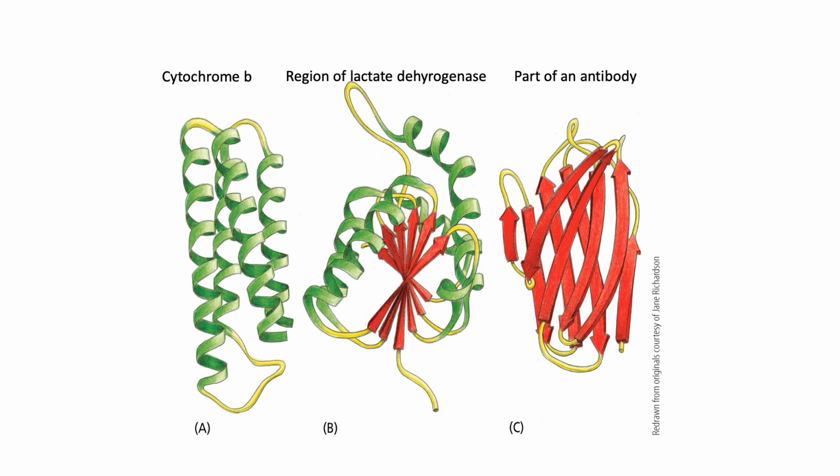of 3 different proteins. Cytochrome B, which is involved in electron transport; a region of lactate dehydrogenase, which shows a lot of beta sheet structure and also alpha helix structure; and then part of an antibody molecule. This is a part that interacts with some substance that's infecting the body. It could be a virus or bacteria, some other foreign agent, but what's shown here is a lot of secondary structures.